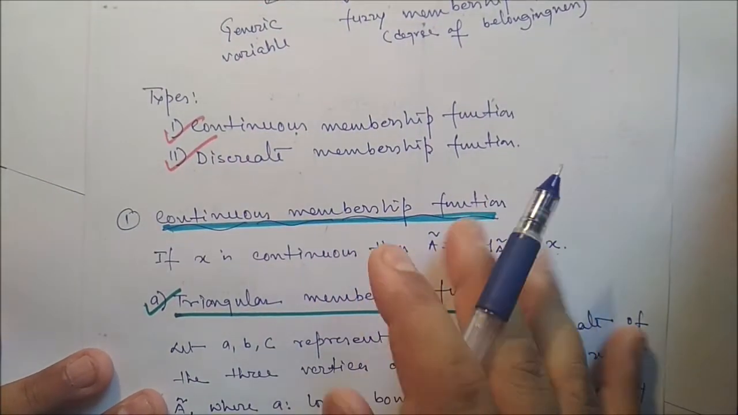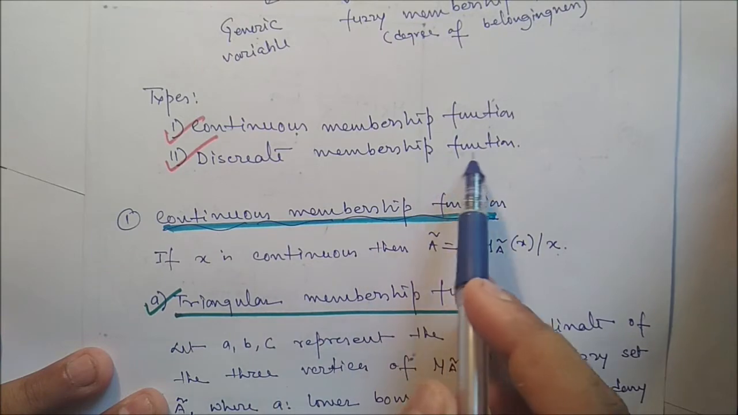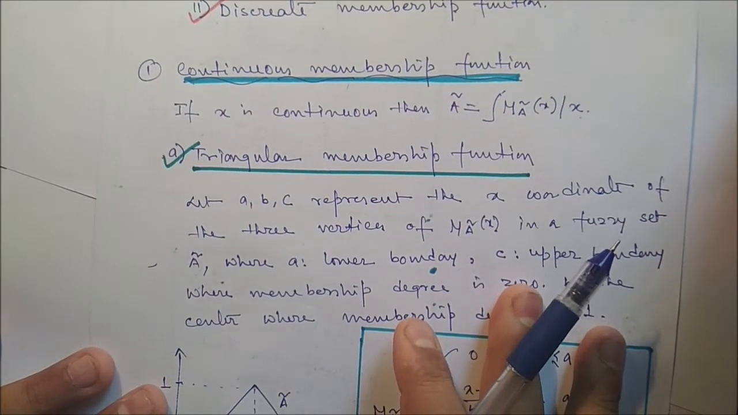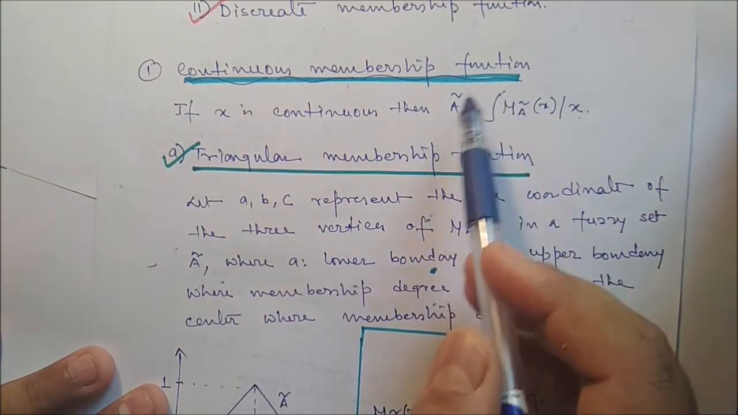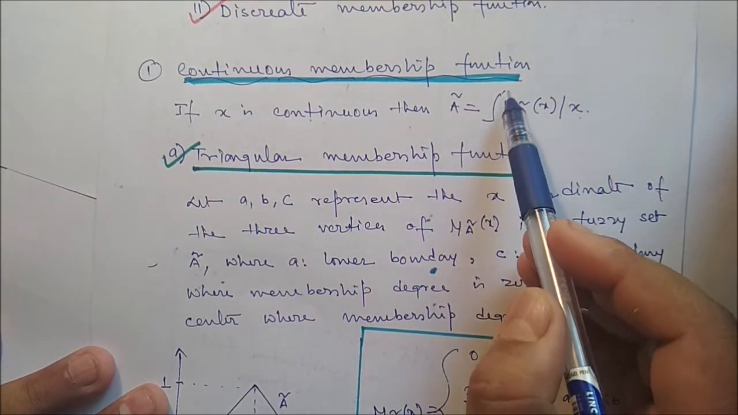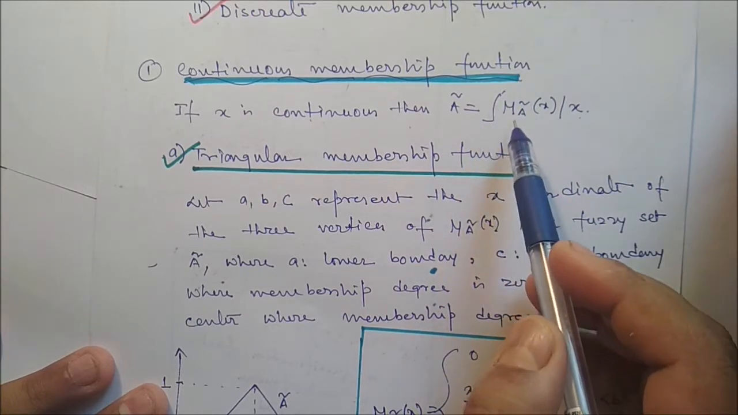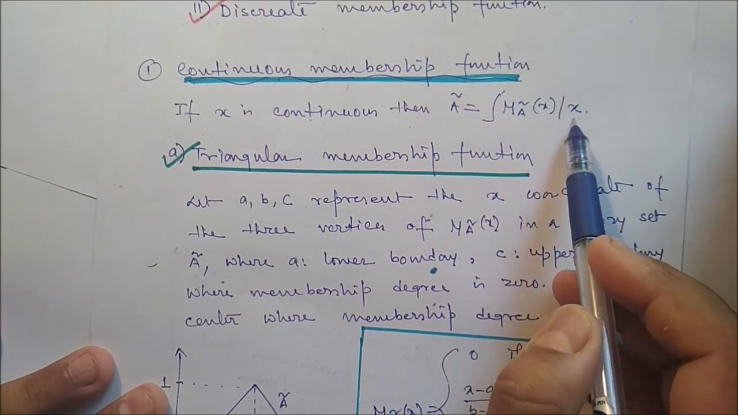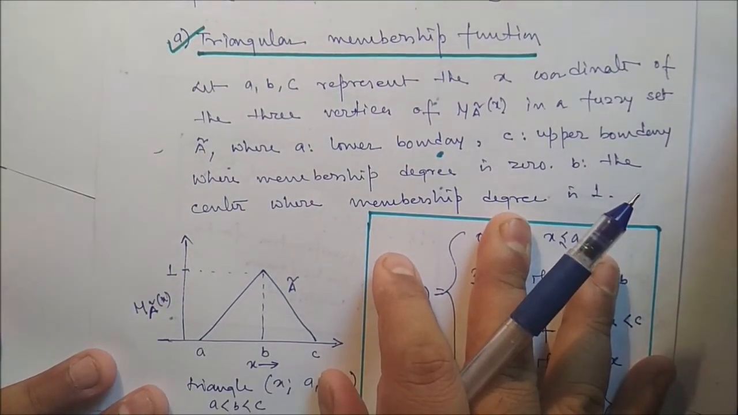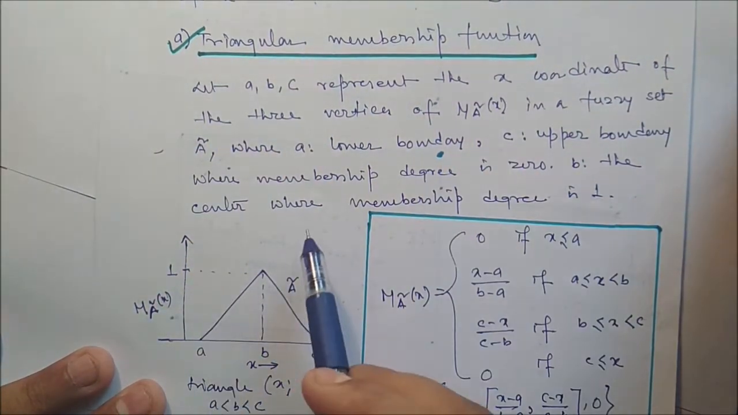Now there are two types: continuous membership function and discrete membership function. We will see the different continuous membership functions first. If x is continuous, then A = ∫ μA(x)/x, it is not integration, but we can represent it this way. The first continuous membership function is the triangular membership function.